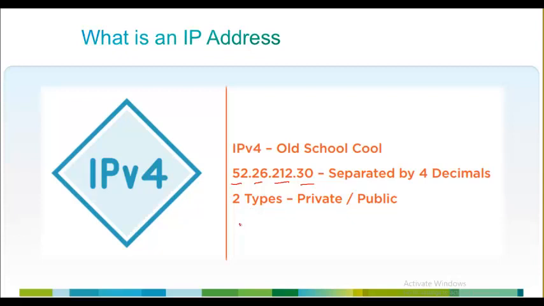But if someone says the IP address is a long string of ones and zeros, come on, it's too much. If you ask me to repeat, I cannot repeat. If it is in binary, we will not be comfortable to follow. If it is decimal like 52, 26, 212, 30, now we understand easily, we can recollect it, and we can use it properly. So we need decimal, because decimal numbers are what we use in day-to-day life.